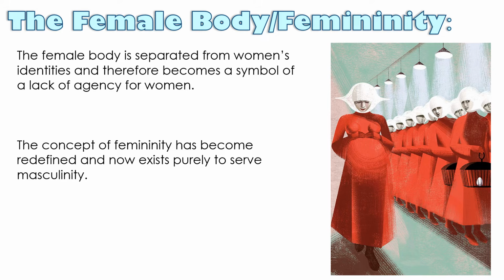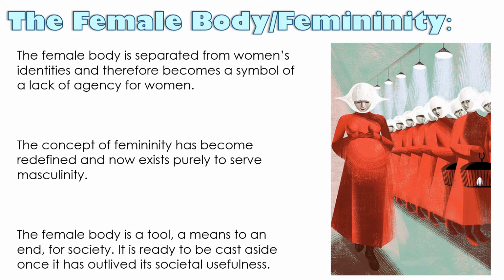Finally, on this theme, we have the idea that the female body is a tool. It is a means to an end for society, and once it's outlived its usefulness, it will be cast out. Also in chapter 11, Offred is taken to the doctors, almost like an animal for inspection, and she says, "My breasts are fingered in their turn, a search for ripeness or rot."